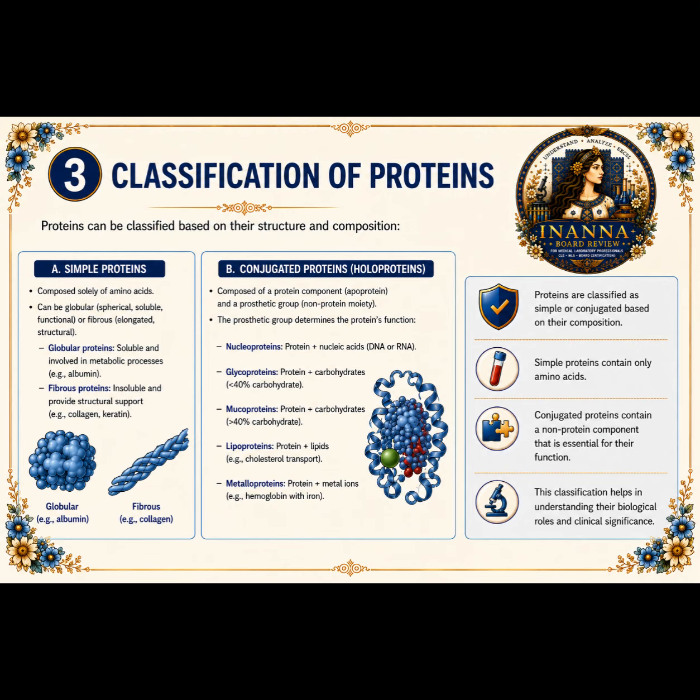Classification of proteins. Proteins can be classified according to their structure and composition. Simple proteins are composed entirely of amino acids. These may be globular proteins, which are soluble and functional, or fibrous proteins, which provide structural support. Conjugated proteins contain both a protein portion and a non-protein component called a prosthetic group. Examples include glycoproteins, lipoproteins, nucleoproteins, and metalloproteins. This classification helps explain the biological and clinical roles of proteins.